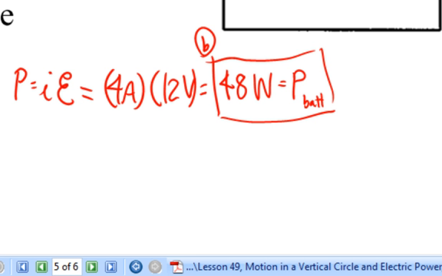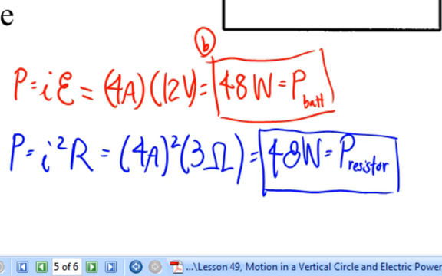So I'm going to say that the power that's dissipated by the resistor is equal to I squared R. 4 squared times 3 is 16 times 3, which is also 48 watts. And this makes sense. Conservation of energy tells me that whatever energy is expended by the battery is going to be dissipated by the resistor.